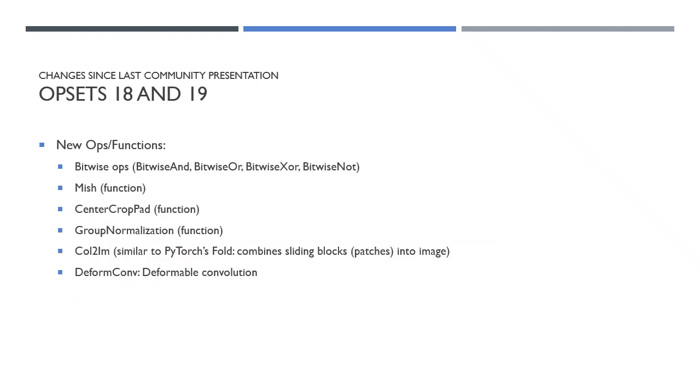Since the last meetup, there have been two new opsets, opset 18 and opset 19. These opsets introduce a small number of new ops, as shown here. These include the element-wise bit manipulation ops, the Mish activation function, CenterCropPad, GroupNormalization, Col2Im, and deformable convolution.